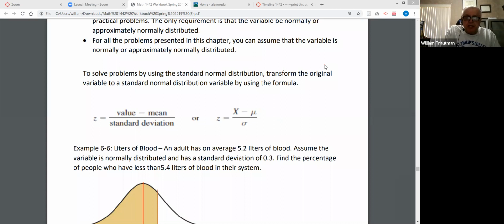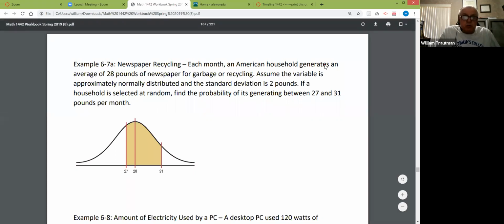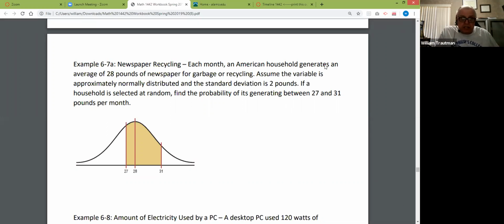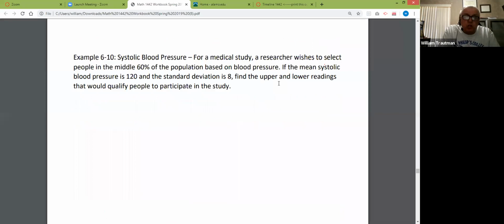And now I come back down and read one of these questions really quick. Each month, an American household generates an average of 28 pounds of newspaper garbage. Assume variables are approximately normally distributed and standard deviation is 2 pounds. If the household is selected at random, find the probability of generating between 27 and 31. What we did last time was find the Z values, then plug it in our calculator, the lower and the upper, and find the area that's shaded in between those two lines. So it's important because when you read this question, the next section that we're covering will look very similar.